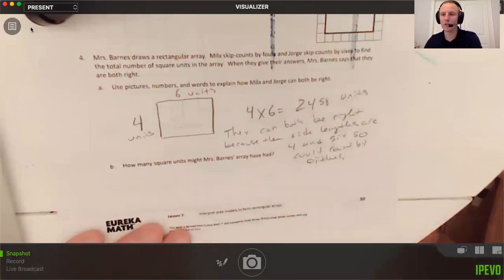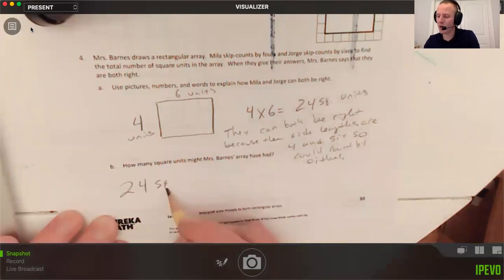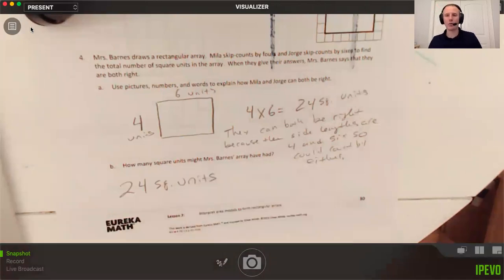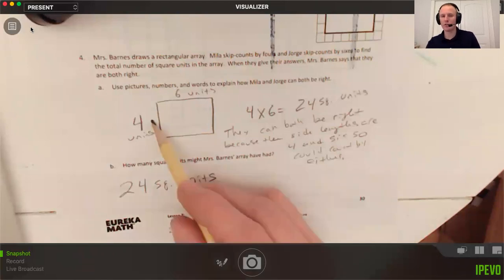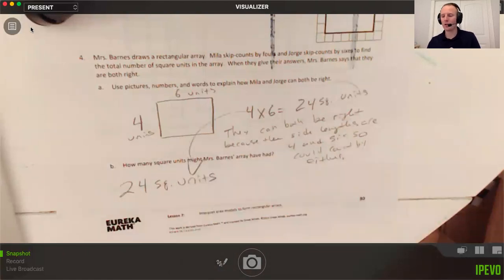All right, simple explanation, right? If you know both side lengths, you can count by either one, it doesn't matter. They come out the same. And then we already figured this out, but 24 square units is probably how much area her rectangle took up, because 4 times 6 is 24. Again, we did the work up here for this portion. I wouldn't accept that as an answer from you without showing your work as well.